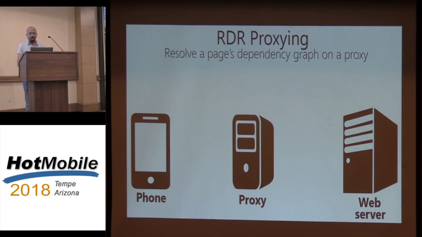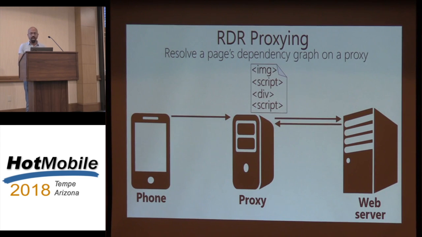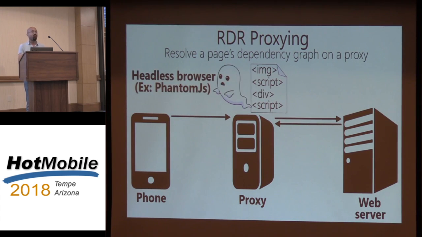So we've got a phone, we've got a proxy, and we have a web server. The phone is going to issue an HTTP request for a page. The proxy is going to forward that request to the web server and receive the HTML on the page. Now at this point, the proxy is going to launch a headless browser like Phantom.js. So a headless browser is just a browser that doesn't display any visual content, but in all other respects is equivalent to another browser, like Firefox or Chrome.